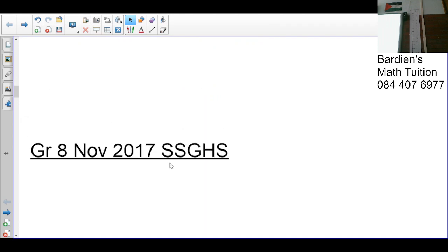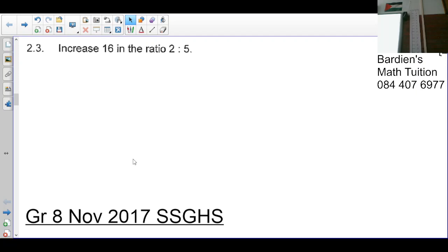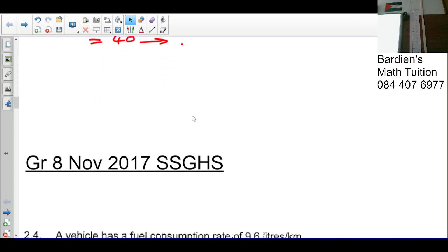Alright. The next question, in 2.3, it says increase 16 in the ratio 2:5. So if it says increase, the bigger number has to go on top. So 16 multiplied by 5 over 2. 2 going into 16, 8 times. 8 times 5 is 40. The answer is 40. If it had said decrease, I would have said 16 multiplied by 2 over 5. The other way around. Okay.